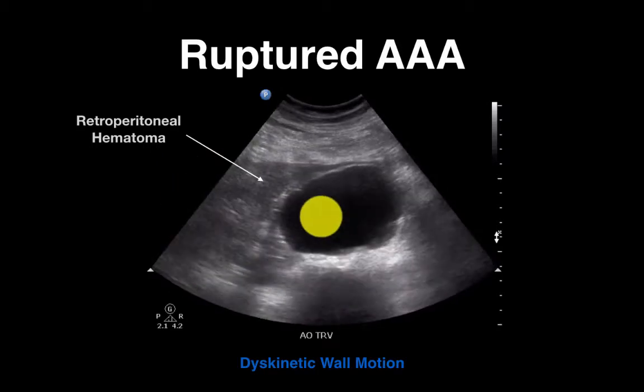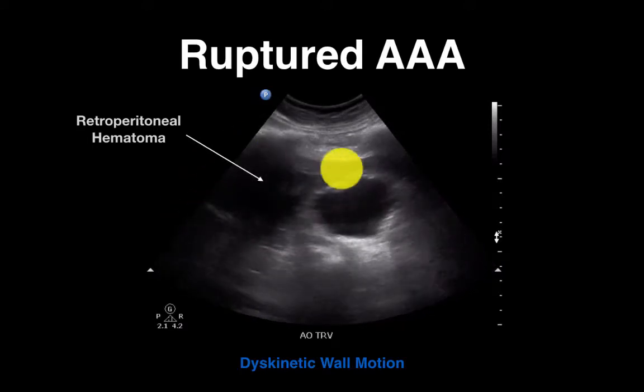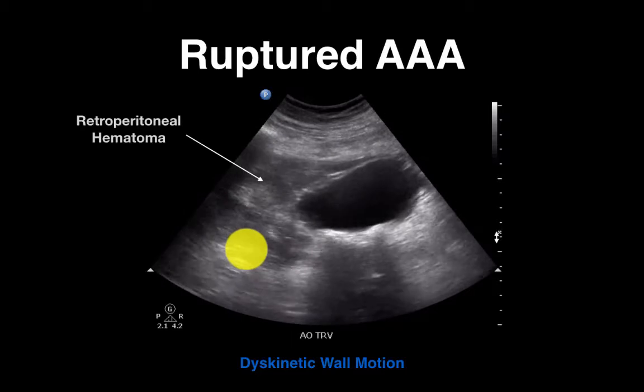And again, it's very easy to focus just on this guy right here in the center and not kind of open your eyes wider and see the retroperitoneal hematoma.